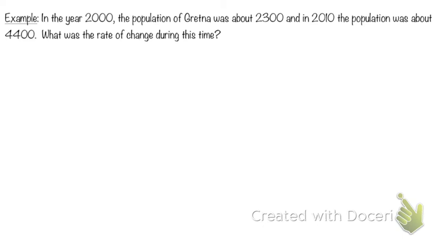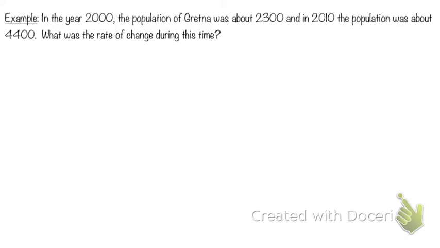What's the problem on these notes? Okay. In the year 2000, the population of Gretna was about 2,300 people. And in 2010, the population was about 4,400. So we're trying to figure out what is the rate of change during this time. What are our 2 variables?